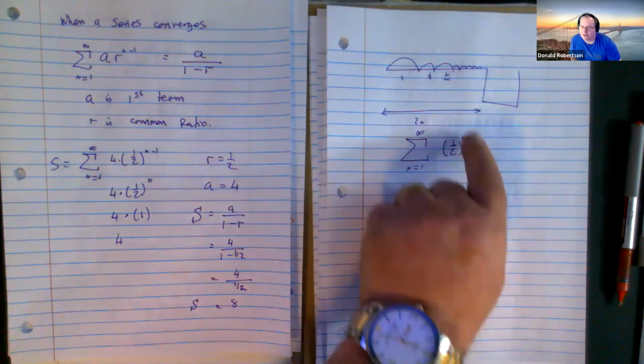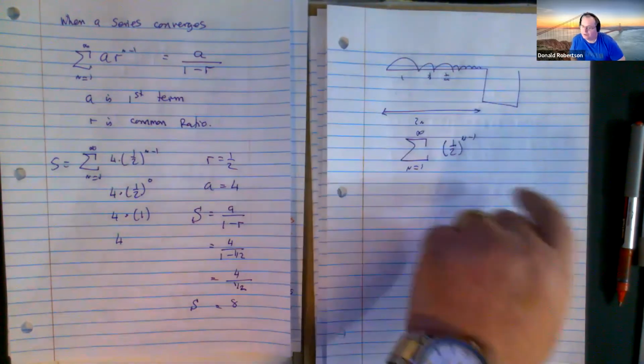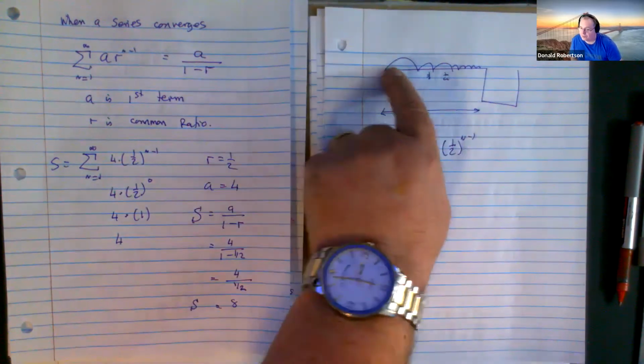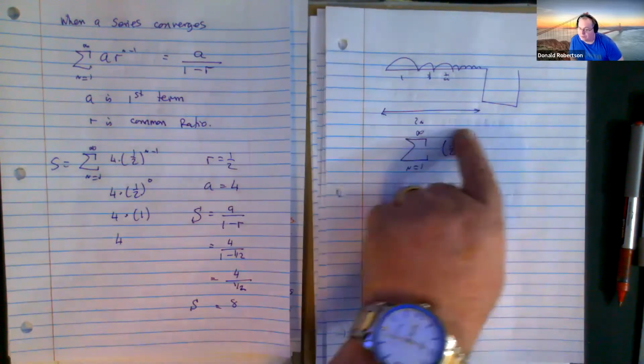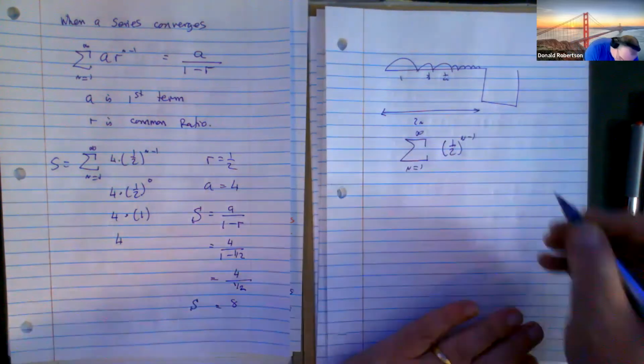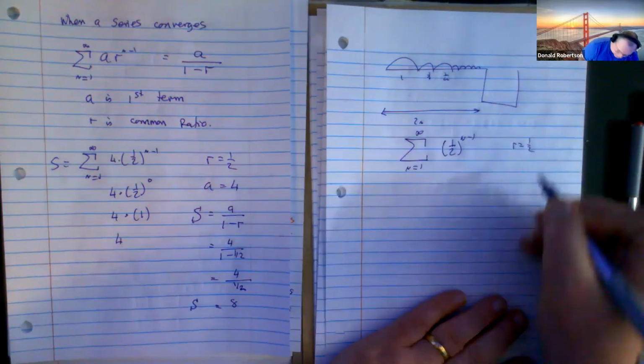You put in 2, you get a quarter. You put in 3, you get that, and so on. So this is the geometric series for the frog. If you add up all these terms, that's what it would look like. Now, in this case, R is a half, so it converges.